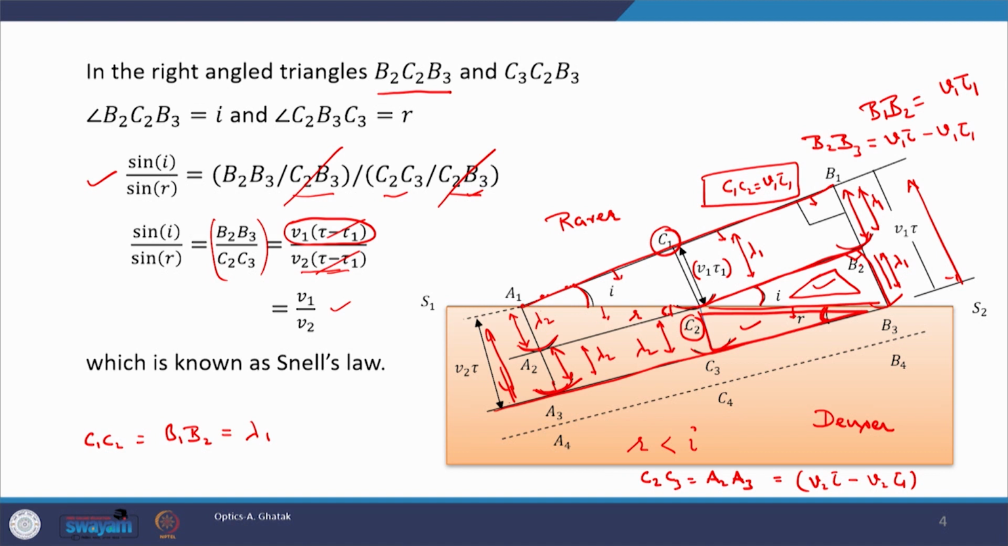Okay, and A2A3, which is again equal to C2C3, is equal to lambda 2. Lambda 1 is the wavelength of the wave in the upper medium, and lambda 2 is the wavelength of the wave in the lower medium, and so on.